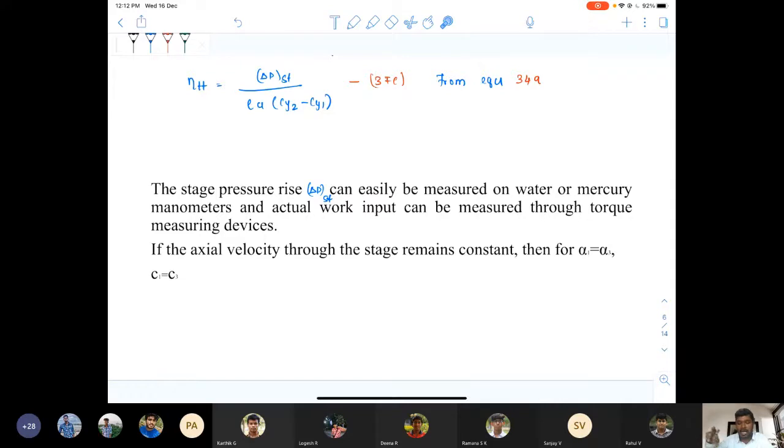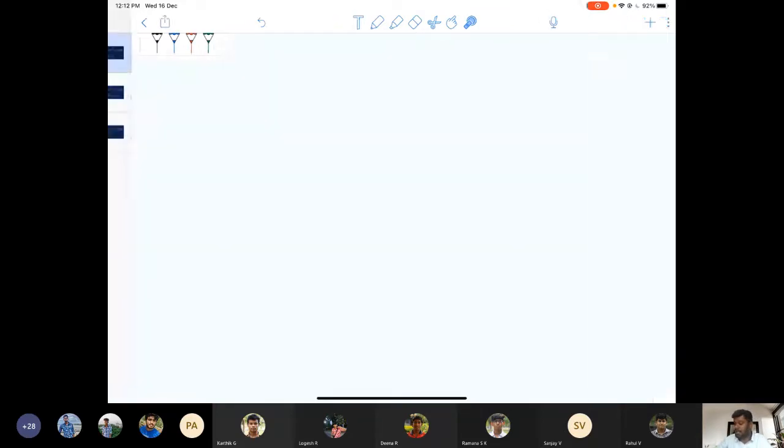Therefore, we will be making alpha 1 equal to alpha 3. That is, the air angle at the rotor inlet will be equal to the air angle at the diffuser stage. Okay, therefore this alpha 1 will be equal to alpha 3, and the velocity at the inlet is equal to the velocity at the outlet.